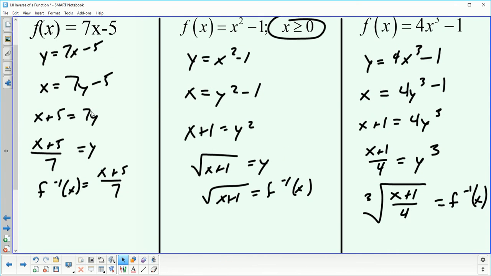Okay, so there are 3 examples, one linear, one quadratic, and one cubic, of how to find an inverse of a function. Sometimes we have to reduce or restrict our domain so that we have what's called a one-to-one function, and we can only find an inverse of what is called a one-to-one function. We'll explore that a little bit more in class tomorrow.